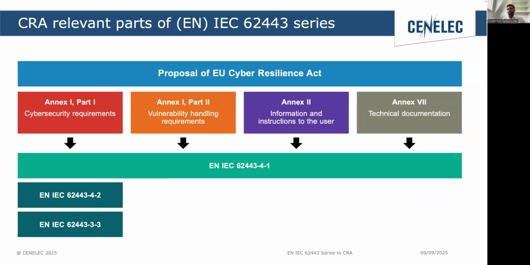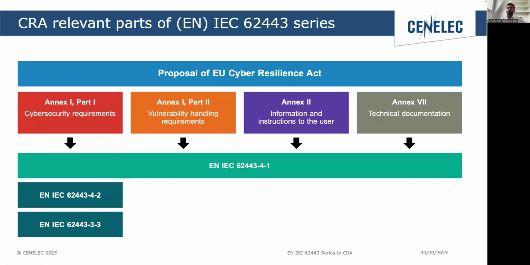Okay, so now we all agree to match the CRA to the IEC 62443 series. Now let's try to really map the annexes to our standard series. As we know, the CRA has many annexes, from Annex 1 to Annex 8, as you can see in the Official Journal. Annex 1 is about the cybersecurity requirements, Part 1, and Part 2 is for vulnerability handling. Annex 2 is about information and instructions to the users, and Annex 7 is technical documentation.